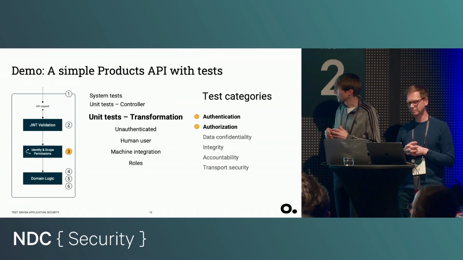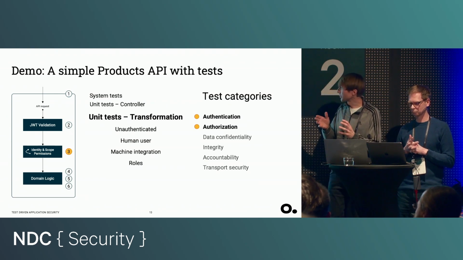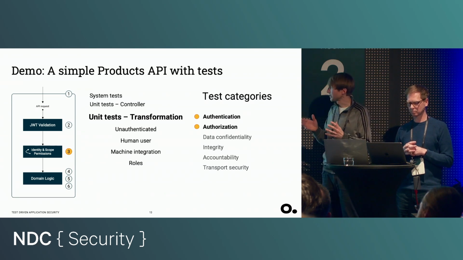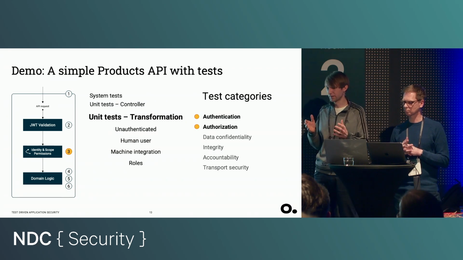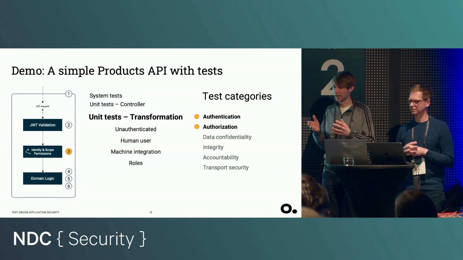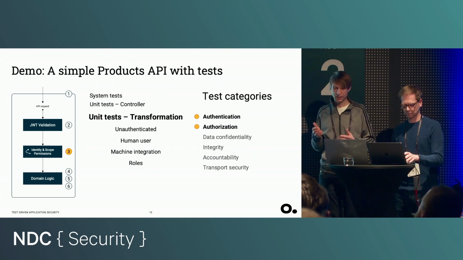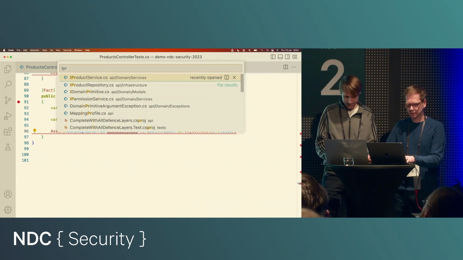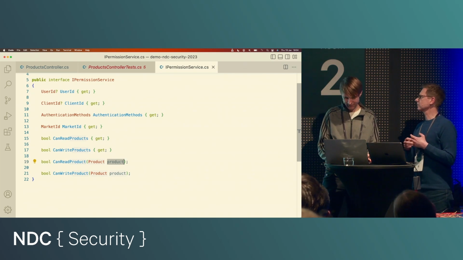And they will concern step 3, where we transform from the JSON Web Token to permissions. And they will verify the permission model that we have for this demo API, which is that you should only have access to products for a given market. So let's start by looking at the permission service. So if we look at the permission service, the interface.